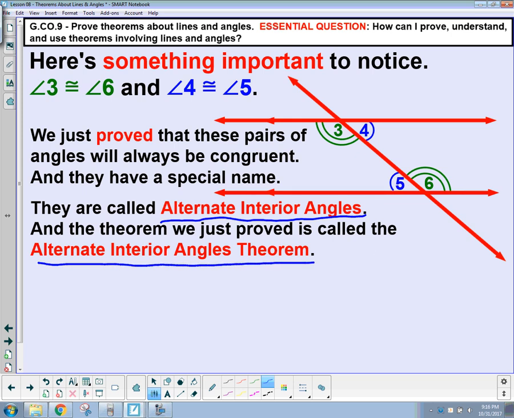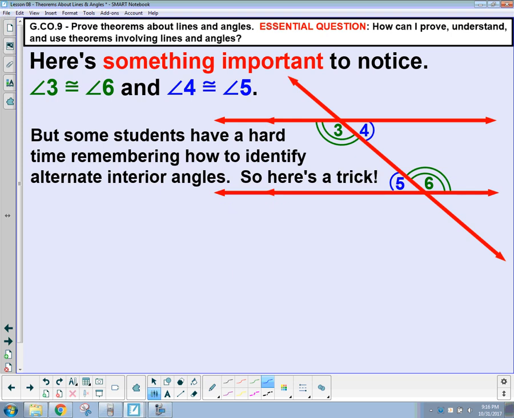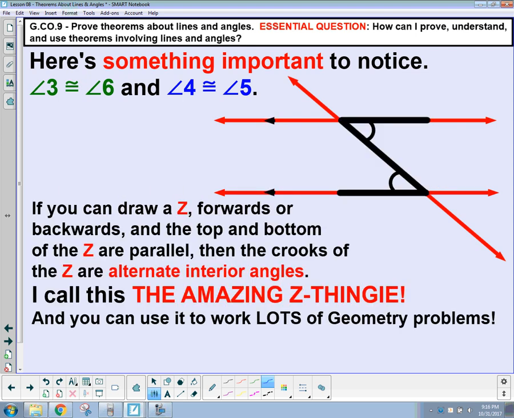But some students have a hard time remembering how to identify alternate interior angles. So here's the trick. I think I said this before when we were talking about angle of elevation. The amazing Z thingy. Notice how we make a Z, and these angles will be congruent. So if you can draw a Z forwards or backwards, and the top and bottom of the Z are parallel, then the crooks of the Z are alternate interior angles. I call this the amazing Z thingy, and you can use it to work lots of geometry problems out. Okay?